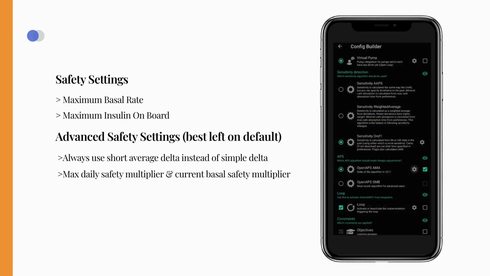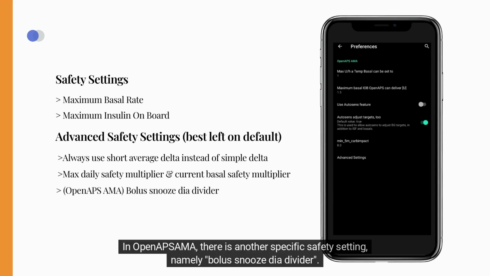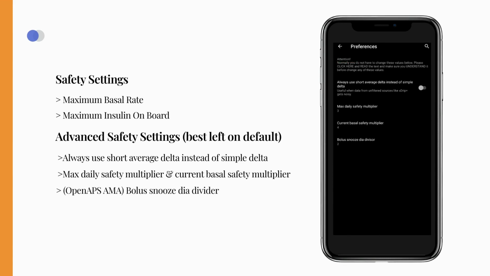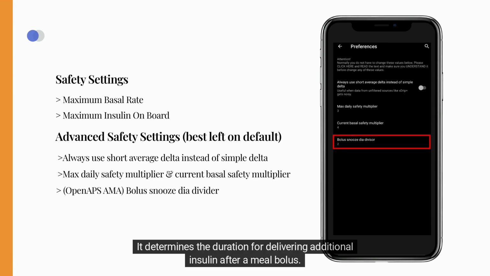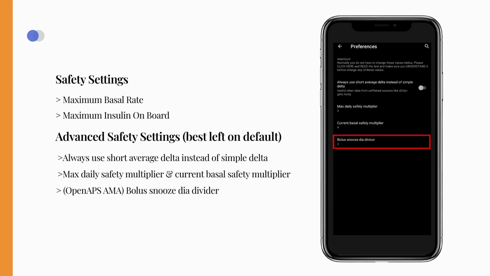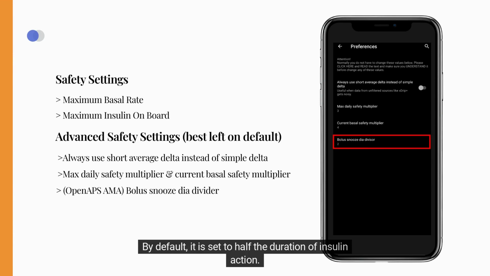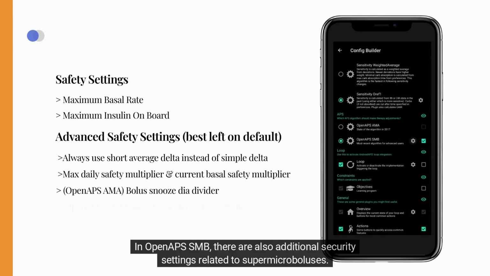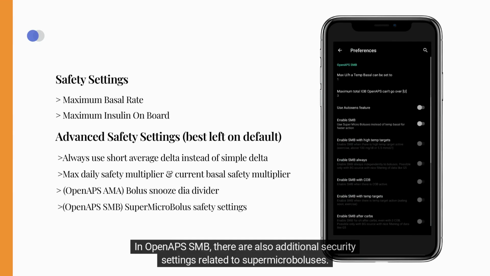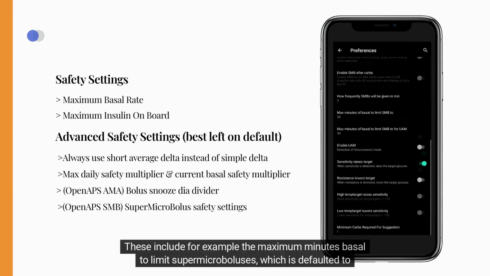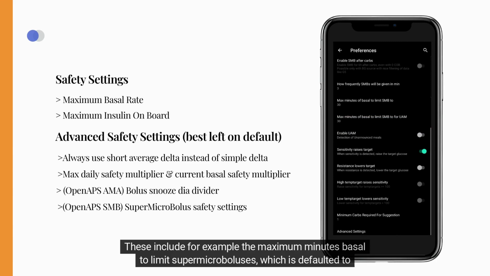In OpenAPS AMA, there is another specific safety setting, namely bolus snooze diet divider. It determines the duration for delivering additional insulin after a meal bolus. By default, it is set to half the duration of insulin action. In OpenAPS SMB, there are also additional security settings related to supermicroboluses. These include, for example, the maximum minutes basal to limit supermicroboluses, which is defaulted to 30 minutes.